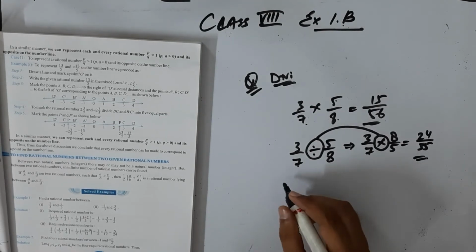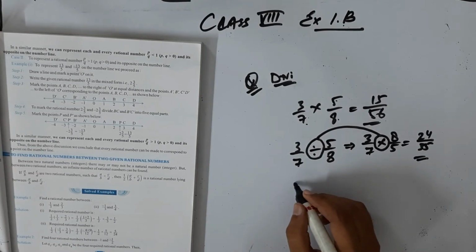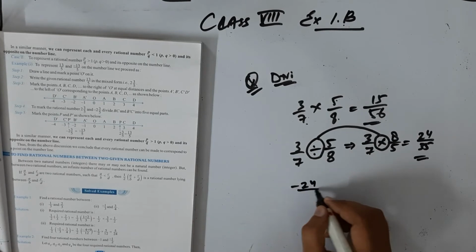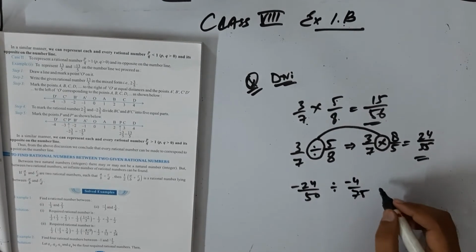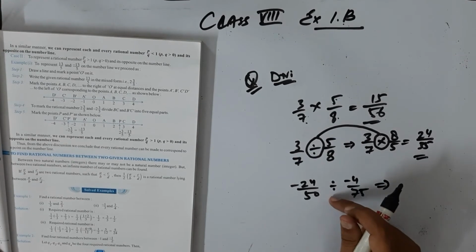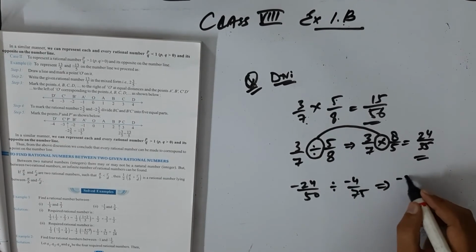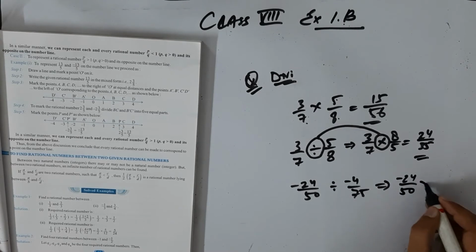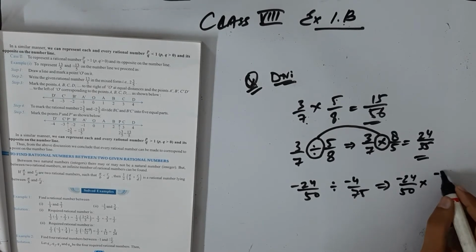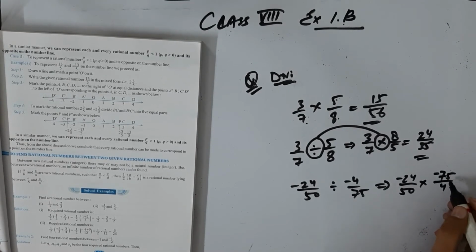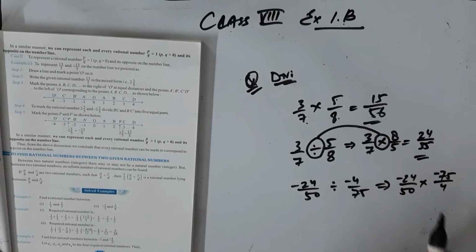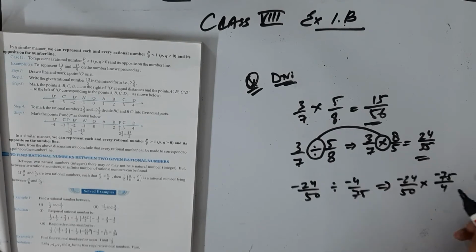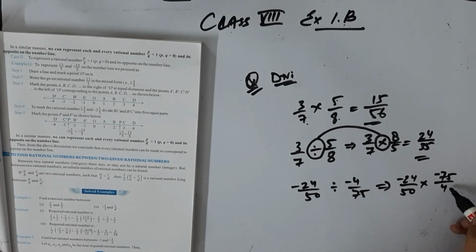Let's see another question we have. Minus 24 upon 50 divided by minus 4 upon 75. To solve this, we have to change this divide sign into multiply. Minus 24 upon 50 multiplied by minus 75 upon 4. How does it become minus 75? Minus sign will remain as it is. It doesn't matter whether you write it in numerator or denominator. It will remain the same. 4 upon 75 will get changed into 75 upon 4.